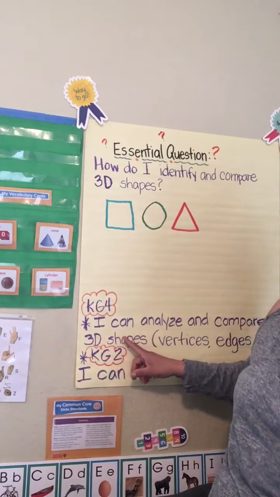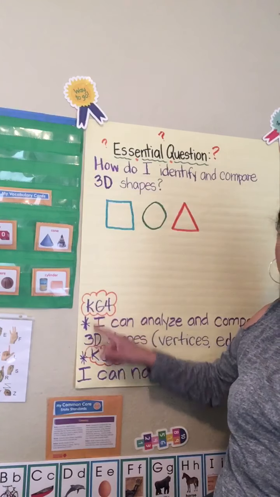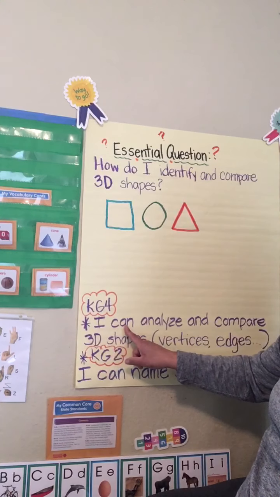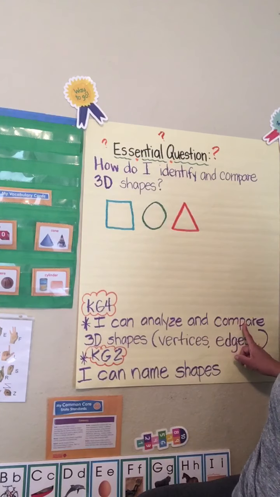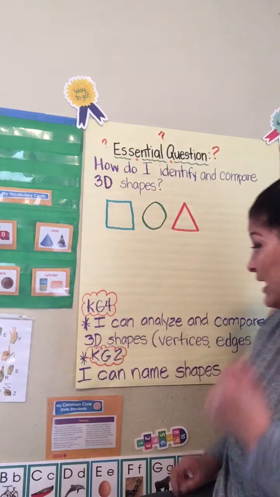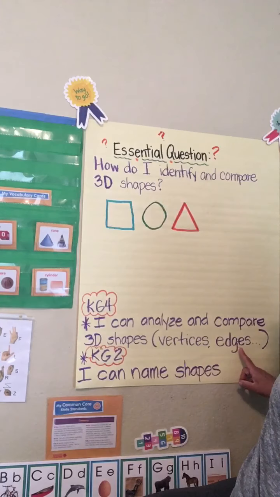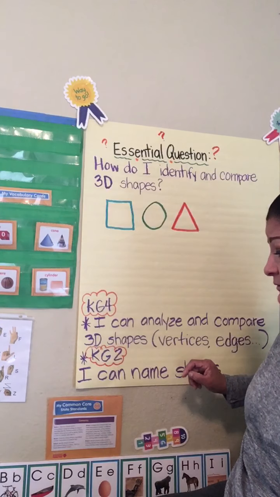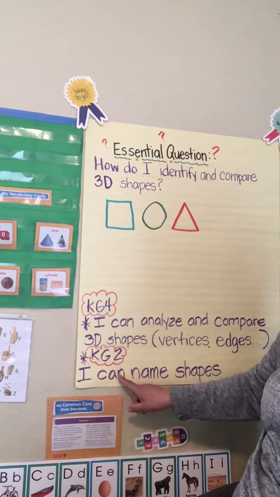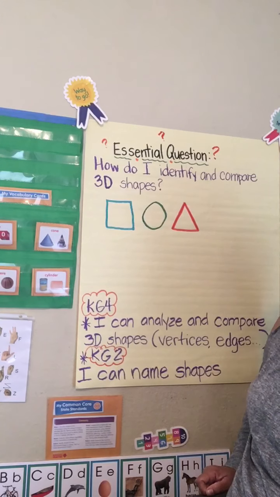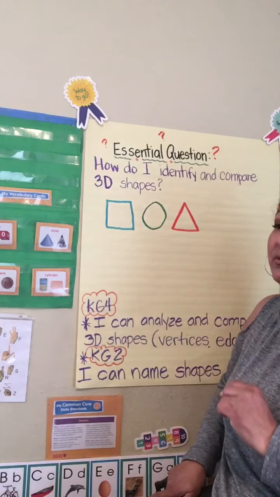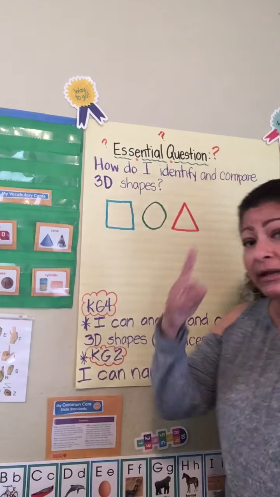So let me bring your attention here. Let's go over the knowledge for college. Are you ready? Read it with me. I can analyze and compare three-dimensional shapes using language like vertices, edges, faces. Our next knowledge for college is KG2. I can name the shapes. That's pretty easy, right? So again, we're going to be analyzing, comparing, and we're also going to be naming. Okay, so don't forget, knowledge for college.